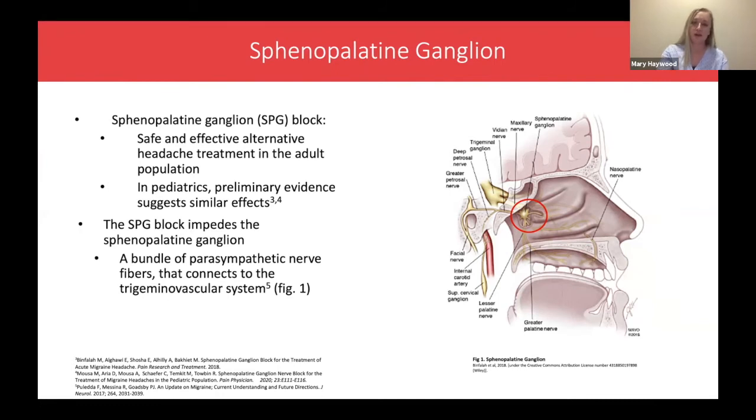And just kind of back up a step, the Sphenopalatine ganglion block impedes the Sphenopalatine ganglion, which is a bundle of parasympathetic nerve fibers that connects to the trigeminal vascular system, which is thought to play a major role in headache severity.